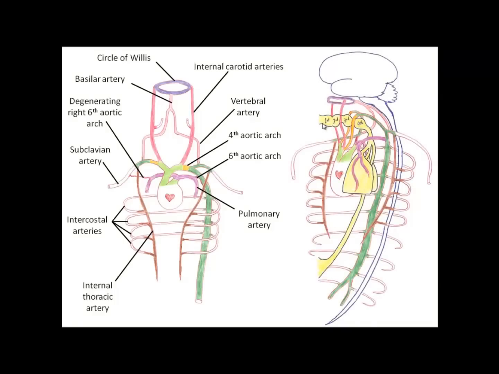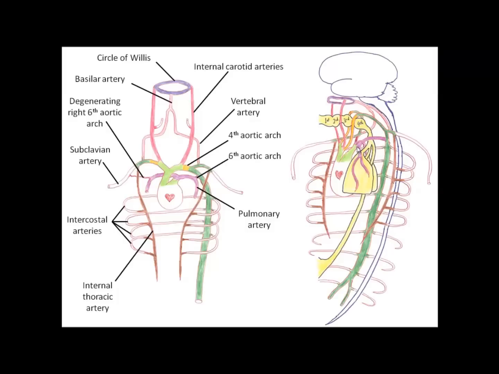Here's a little bit more of an oblique view of the same thing going on right here. Third meets the circle of Willis as the internal carotid artery. The vertebrals fuse to make the basilar, also forming and contributing to the circle of Willis. Fourth arch on the right, right here, feeds blood to the right subclavian artery. On the left to the dorsal aorta, then to the left subclavian artery and the left internal thoracic, and the rest of the dorsal and descending aorta.